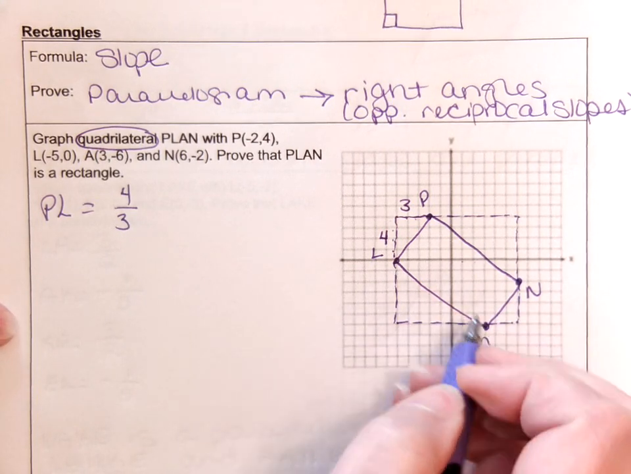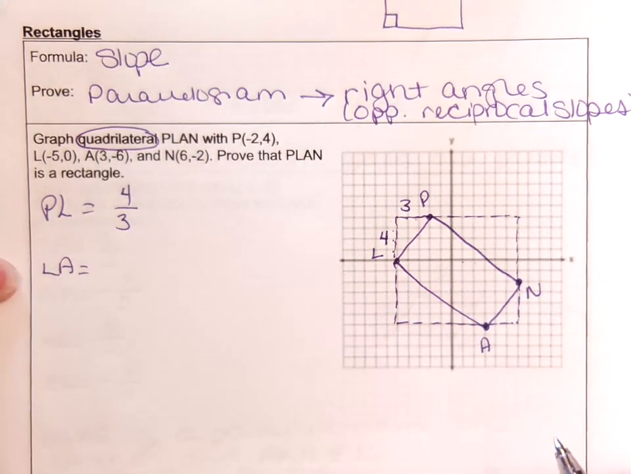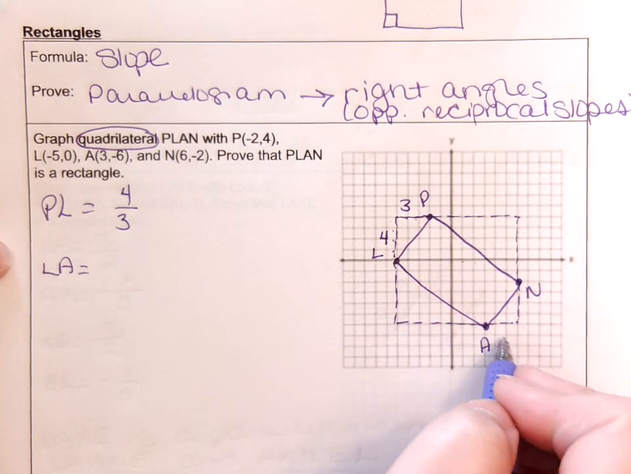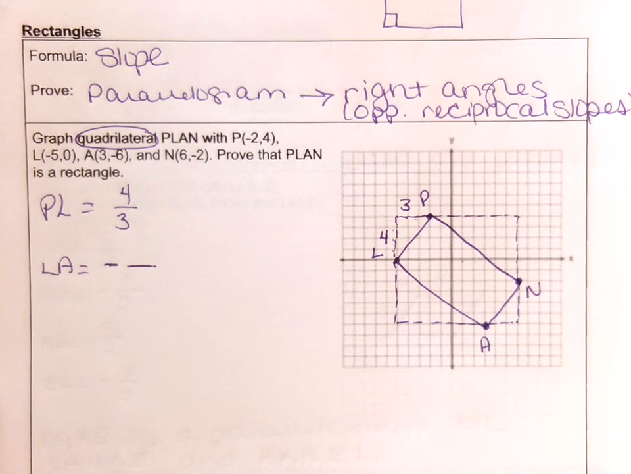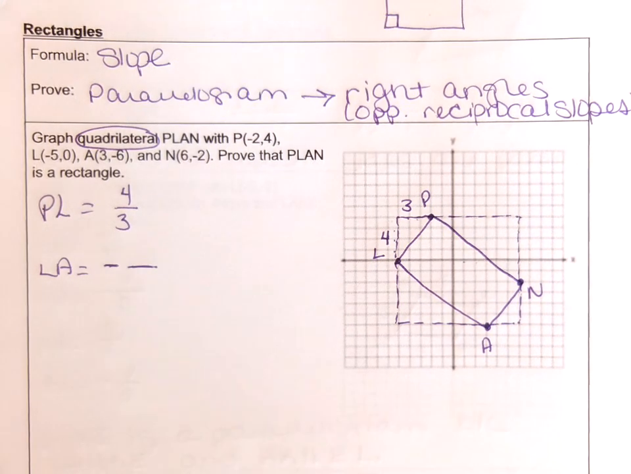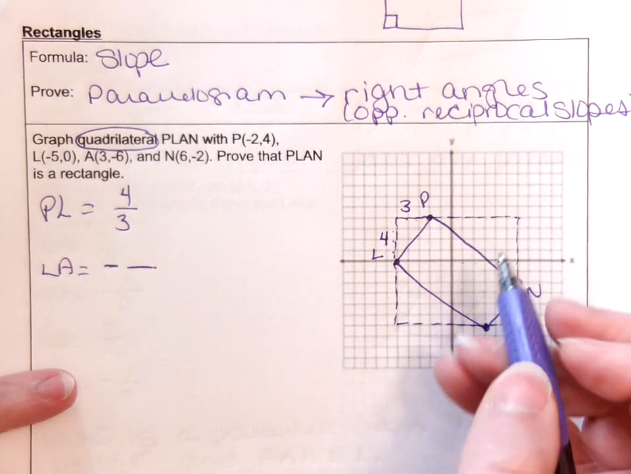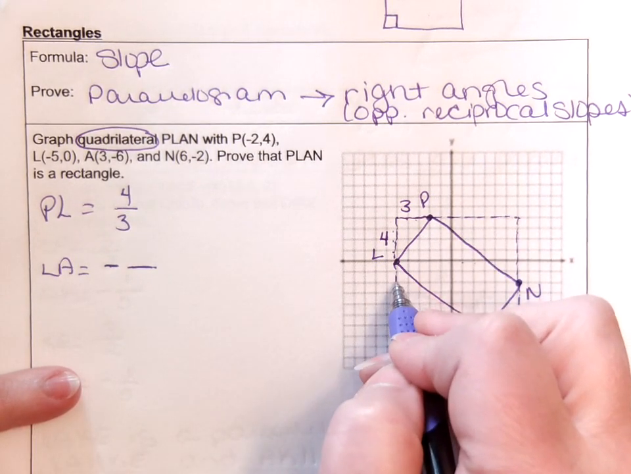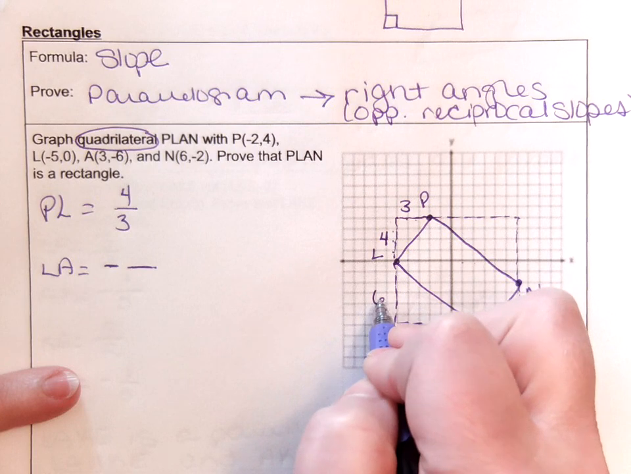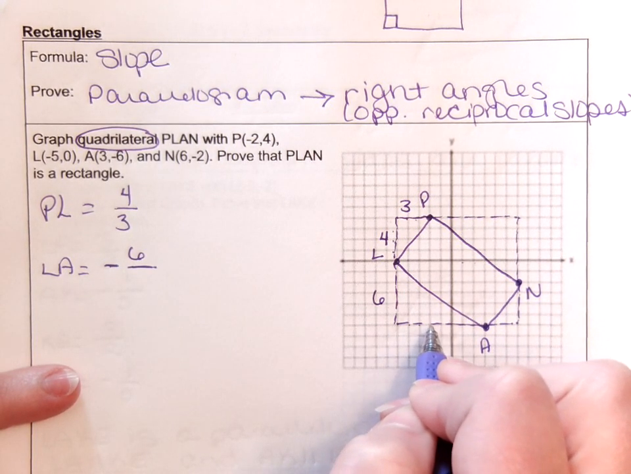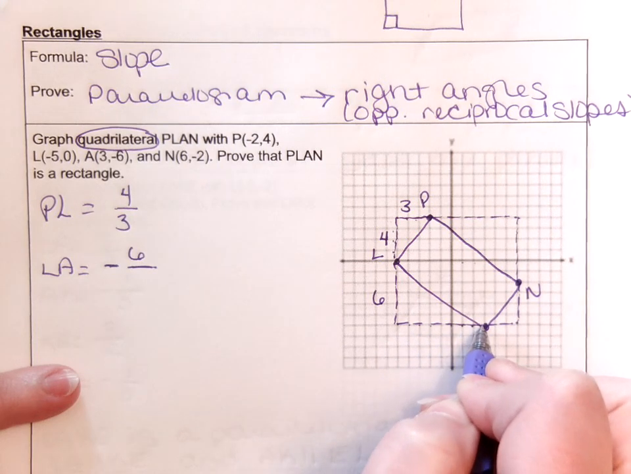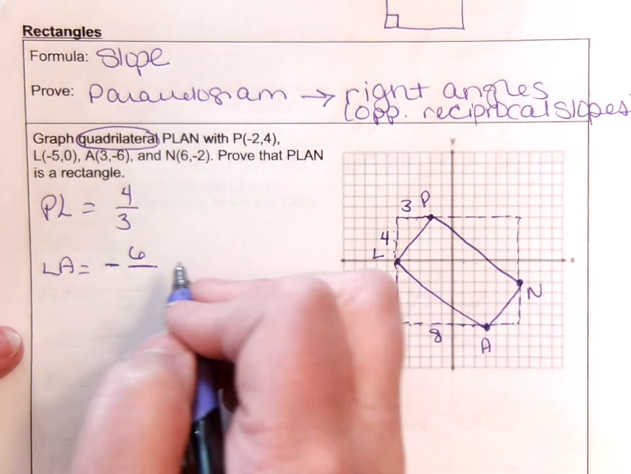And then L to A, and it's going down from left to right, so it's going to be a negative slope. I apologize that my dog's barking in the background if you hear her. There she goes. All right, so it's going down 1, 2, 3, 4, 5, 6. And it's going right 1, 2, 3, 4, 5, 6, 7, 8. All right, so there we go.